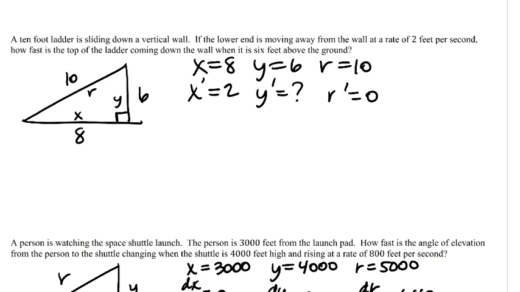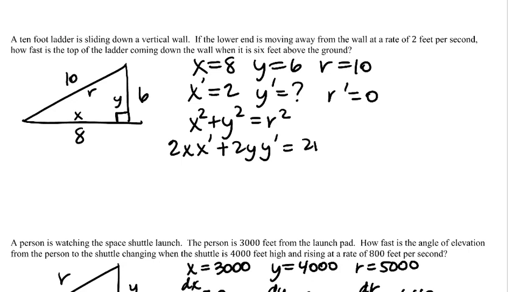Okay, same situation as last time. We just want to know what y prime is. So I'm going to say, what do I know to be true between x, y, and r? X squared plus y squared equals r squared. So I'm going to take the derivative of both sides of this equation. 2x times the derivative of x plus 2y times the derivative of y equals 2r times the derivative of r.